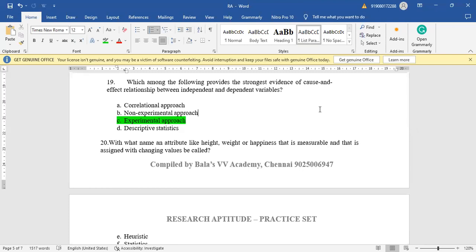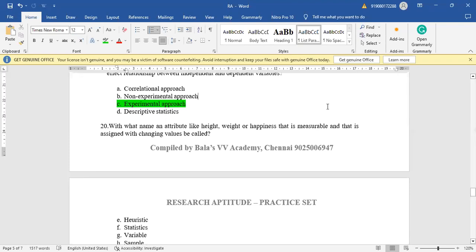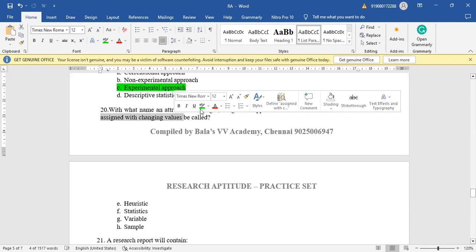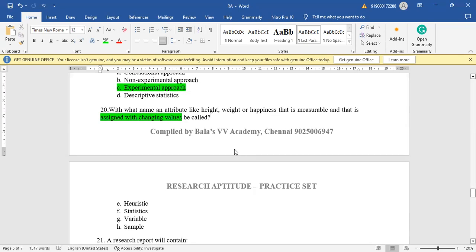Evaporation is the effect. What is the cause? Heating is the cause. 100 degrees centigrade heating is the cause. Be specific. With the name of an attribute, like height, weight, happiness, that is measurable and that is assigned with changing values. There is a clue. Tell me the answer.